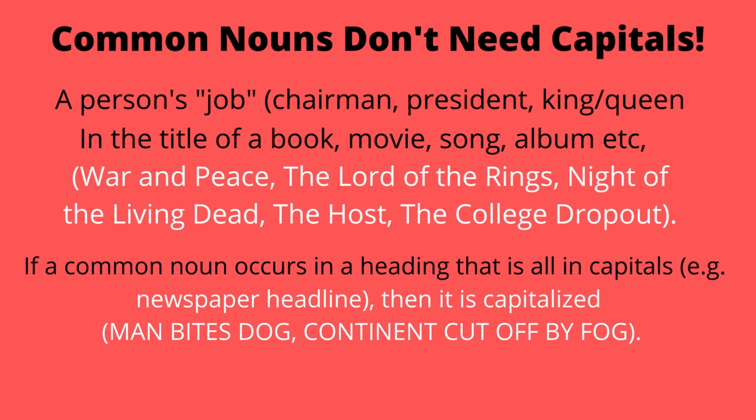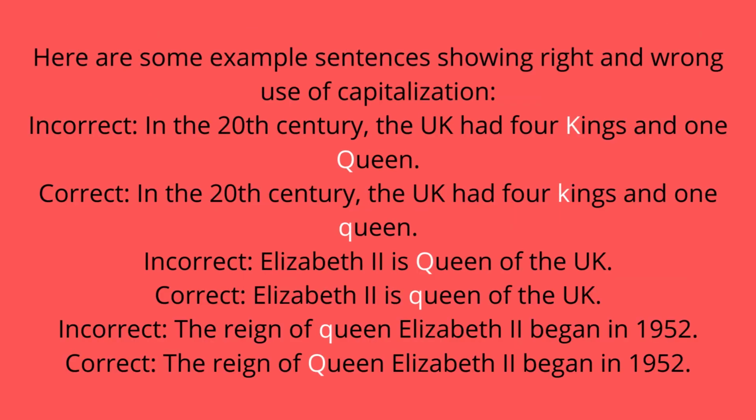Here are some example sentences showing right and wrong use of capitalization. The first one is incorrect. In the 20th century, the UK had 4 Kings and 1 Queen. Now, the correct one is, in the 20th century, the UK had 4 kings and 1 queen. What we have done in both these sentences, in the first one, the K of king and Q of queen were capital where they were not needed. So, we have changed both these into small letters.